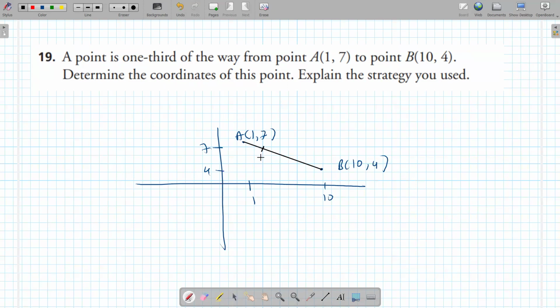Which means we're trying to find this point. This distance is going to be 1/3, this distance is going to be 1/3, this distance is going to be 1/3. We found the midpoint by dividing by what? 2. How do you think we find the 1/3 point? You divide by 3. Right, let's see if that's going to work. So if we divide it by 3, we get 11 over 3 and 11 over 3.